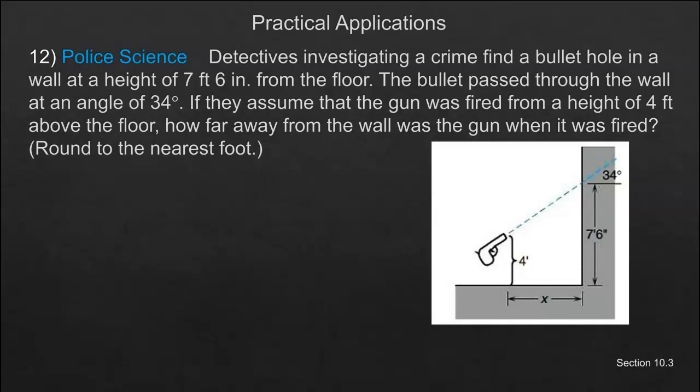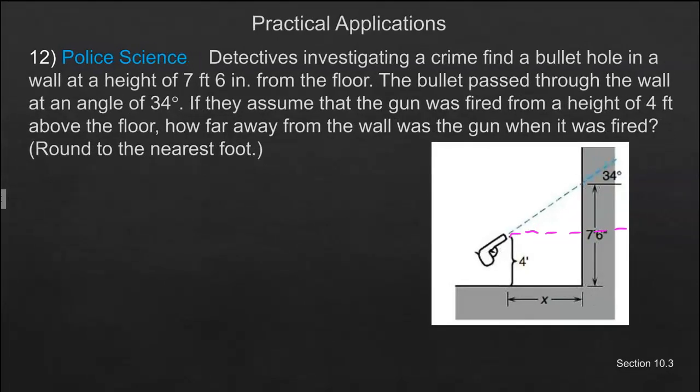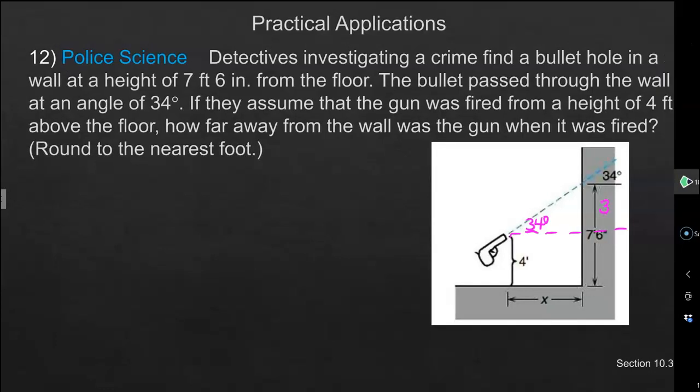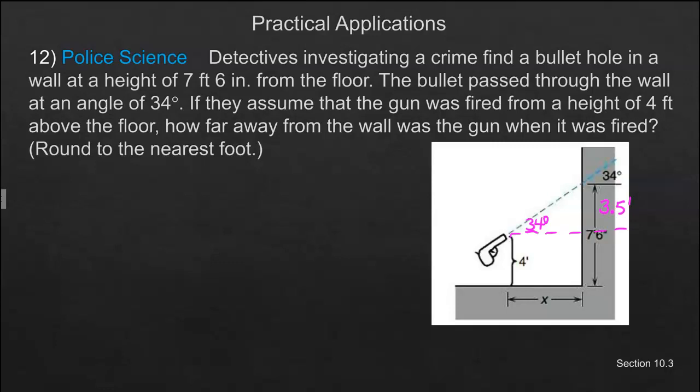So we're going to draw a line across here. This is kind of like that angle of depression and angle of elevation earlier. So we're going to have an angle of elevation. And from this angle, which is 34 degrees, I'm going to go ahead and label that 34. Then we have this length, which is going to be the 7.5 feet minus 4. So this length will be 3.5 feet. And that's the number we're going to use for our calculation.